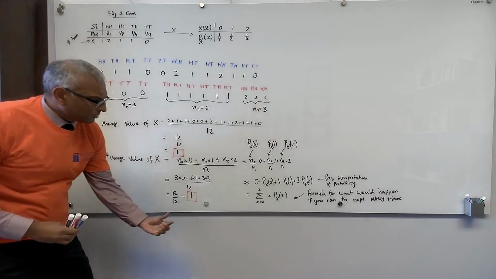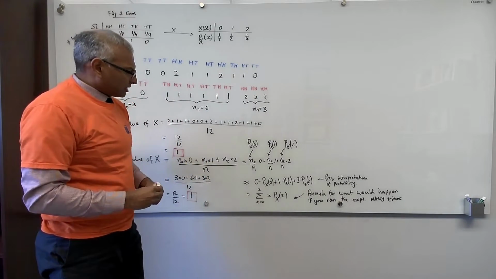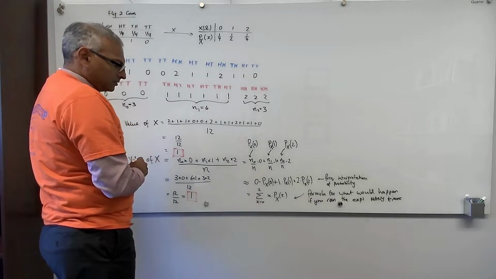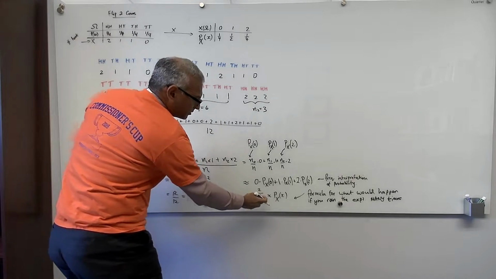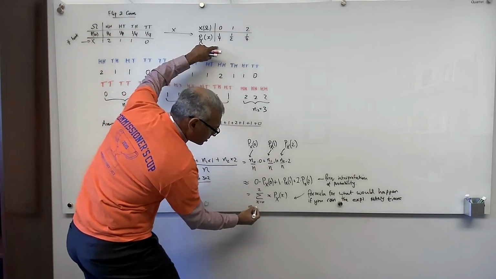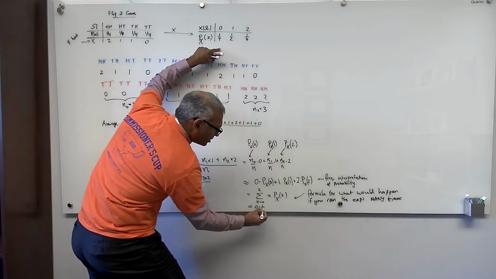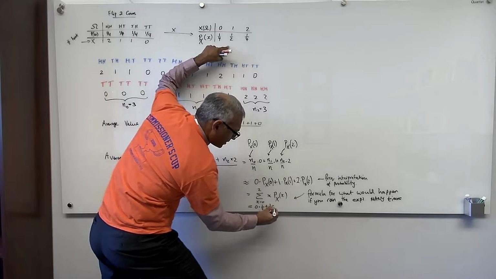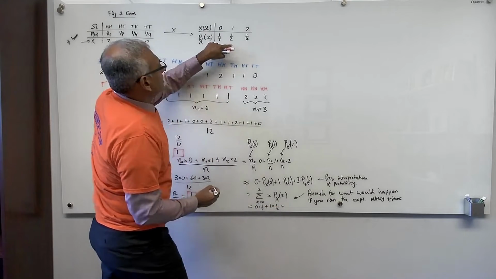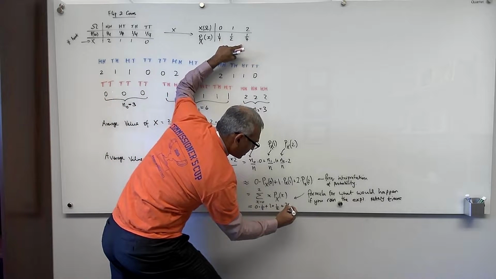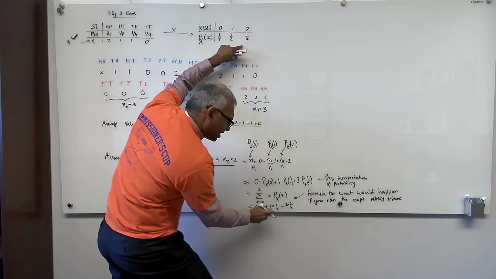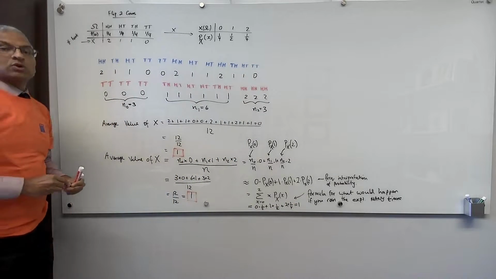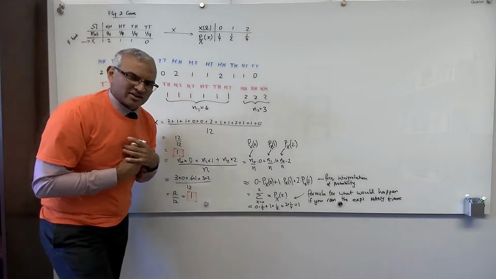Okay, and let's see what this formula says. What the formula says is that this formula is equal to 0 times 1/4 plus 1 times 1/2 plus 2 times 1/4. So 0 plus 1/2 plus 1/2, which is 1. And indeed, that's what we happen to observe in this experiment, but that's because I constructed the experiment.